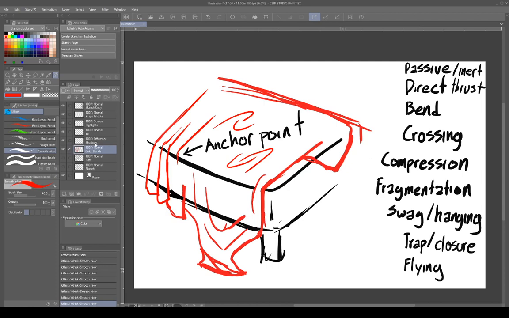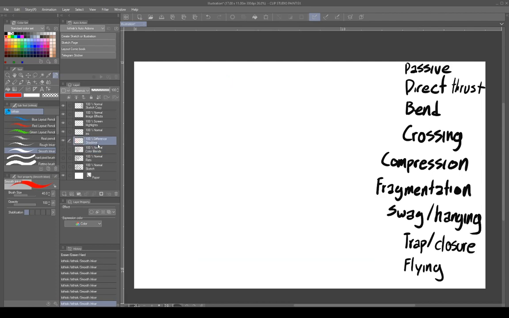So let's see here. All right. So next up, we're going to go with direct thrust. Is that going to show? Oh no, it won't, because it's the wrong type of layer. All right.